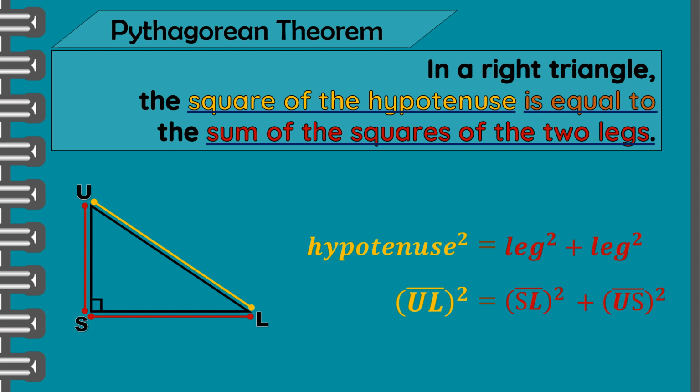Always take note that the Pythagorean theorem is just applicable for right triangles. It is designed for right triangles only because this is the only kind of triangle with two legs and a hypotenuse.